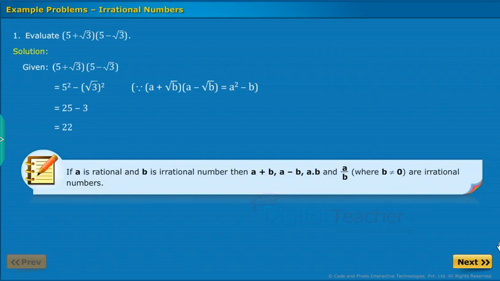Note, if a is a rational number and b is an irrational number, then a plus b, a minus b, a into b, and a by b, where b is not equal to 0, are irrational numbers.